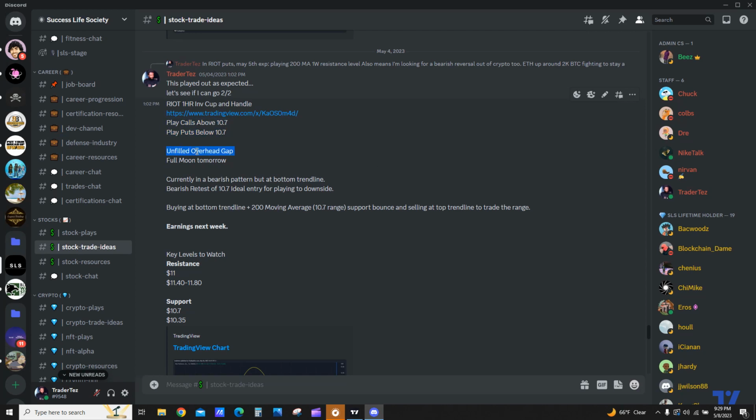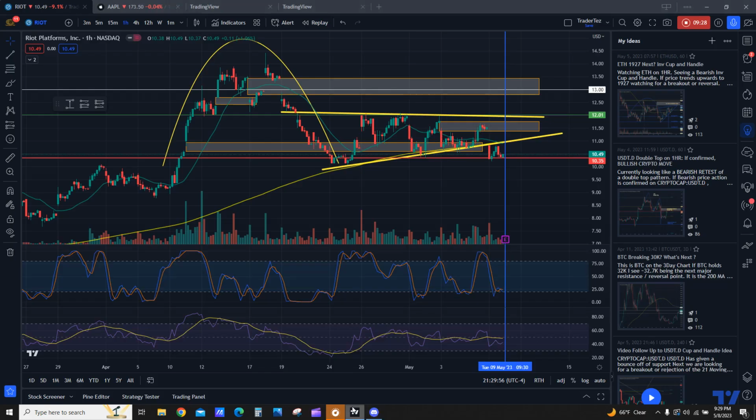Talked about the unfilled gap overhead that it went and filled up, and then it was a full moon on that Friday. So full moon can also be a bullish indicator. So this is exactly what I was talking about. Currently in a bearish pattern, but at the bottom of the trend line. So it's an ideal entry for going long, as long as it's over 10.7.